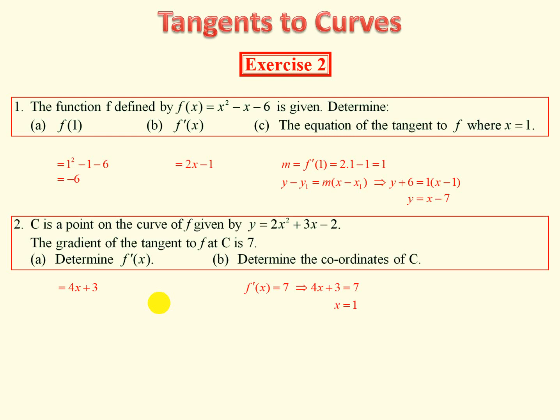And we get x equals 1. Now don't forget we need to go on and find the y value, so we substitute that back into the original, and we get 3, so that gives us the point 1, 3.